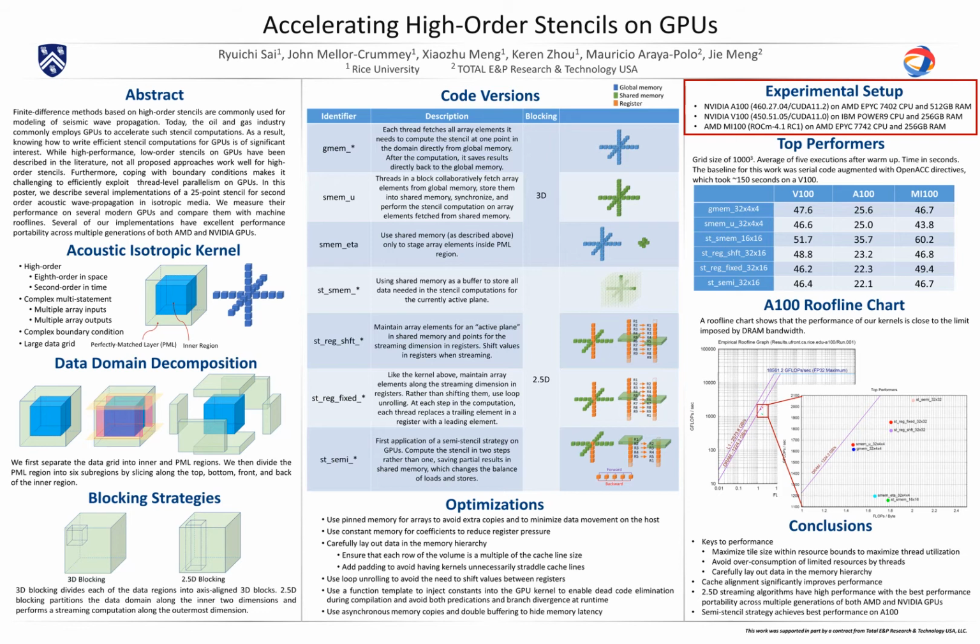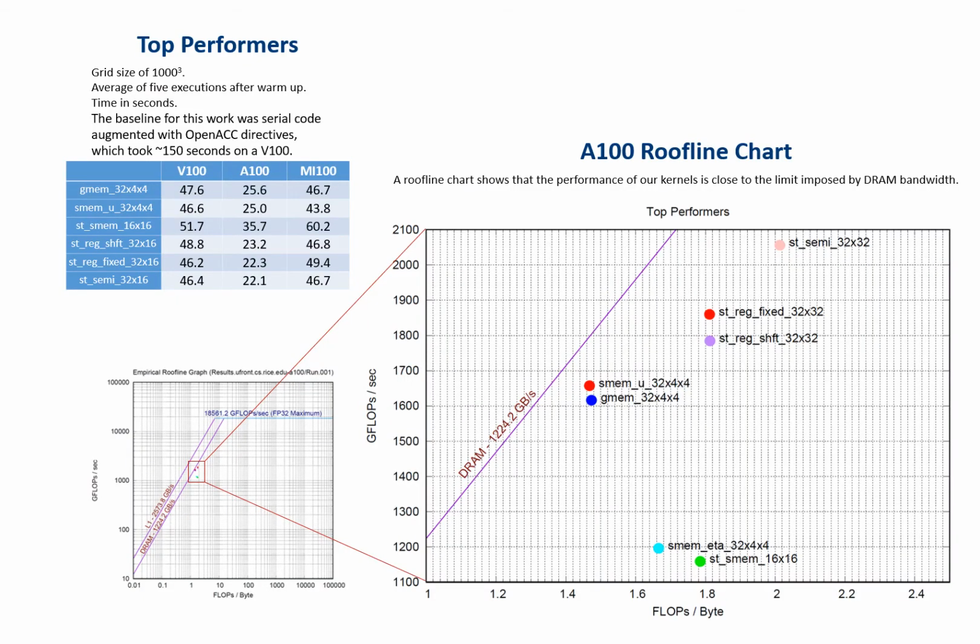In this poster, we select a few well-performing kernels on 3 platforms with the latest AMD MI100 GPU and NVIDIA V100 and A100 GPUs. We compare our results with a baseline implementation using OpenACC, and our top performers on V100 achieved about 3 times the speedup. On A100, we get an average of 6 times speedup, and our best implementation using semi-stencil has almost 7 times speedup. The MI100 results are on par with the performance of V100.